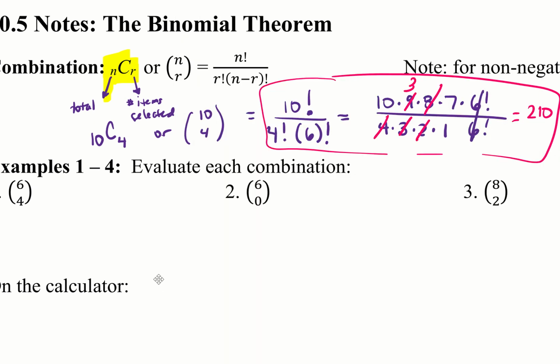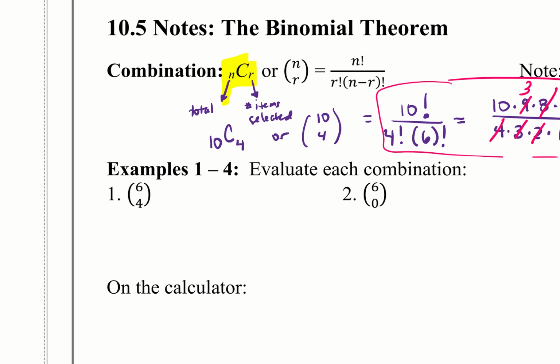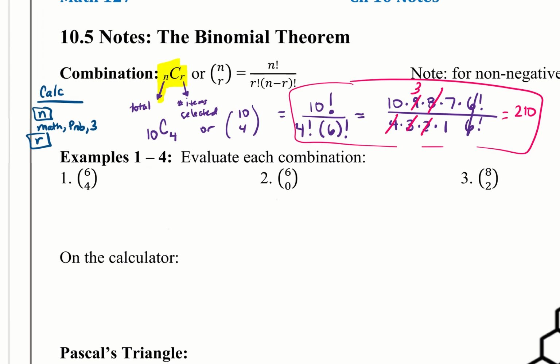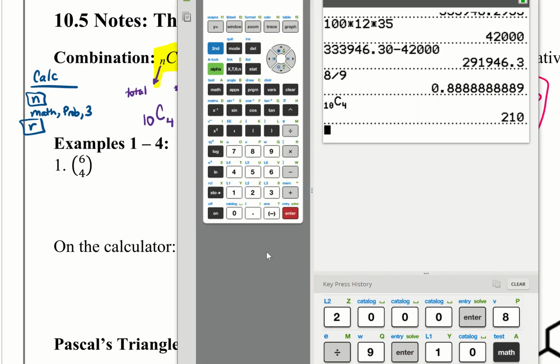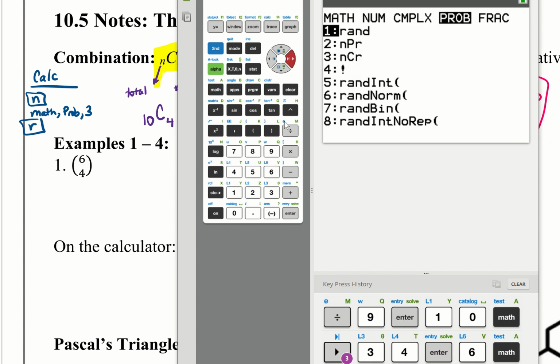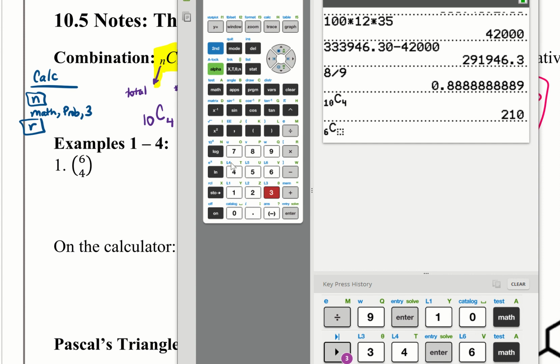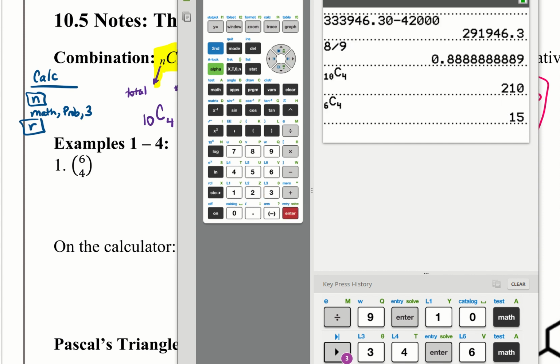So again, the way we would enter that into the calculator is first you would type whatever number is in the n position. And then you would do math, probability, and option 3. And last, you would type the number in the r position. So let's just try this a couple more times, starting with 6 combination 4. First, I type the 6, and then I would go math, probability, option 3, and I want 6 combination 4, which is 15.